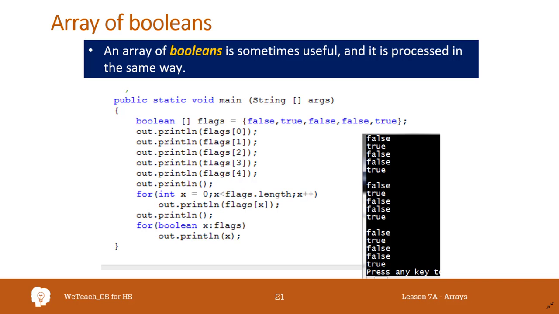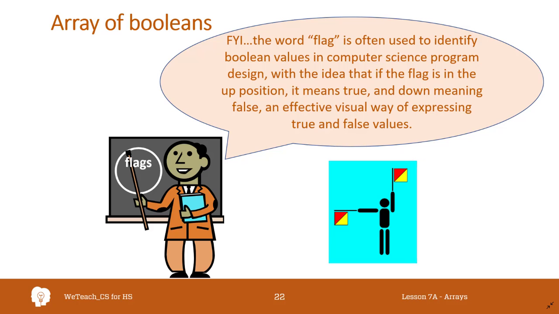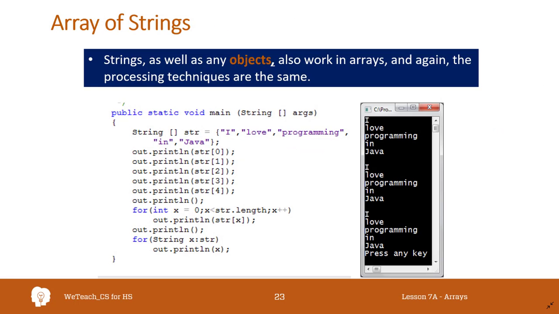An array of booleans is sometimes useful, and it is processed in the same way. For your information, the word flag is often used to identify Boolean values in computer science program design, with the idea that if the flag is in the up position, it means true, and down meaning false, an effective visual way of expressing true and false values. Strings, as well as any objects, also work in arrays, and again, the processing techniques are the same.